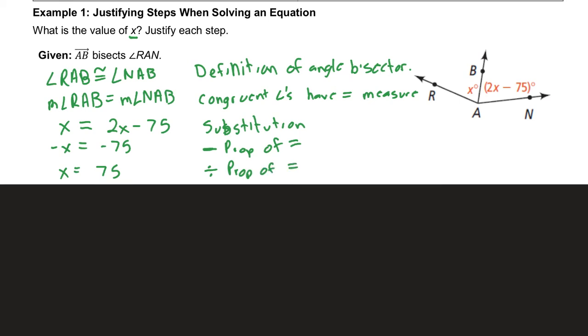And we did what we set out to do. We found the value of x. We just used justifications for each of our steps. That's the tough part about this, is knowing which justifications to use. That's what we will practice today.